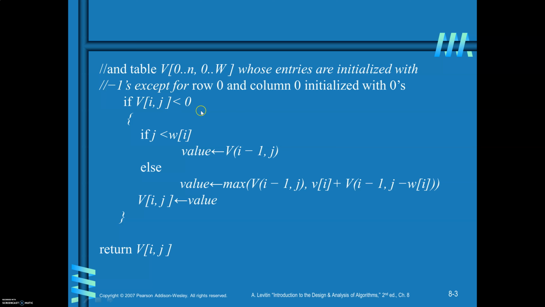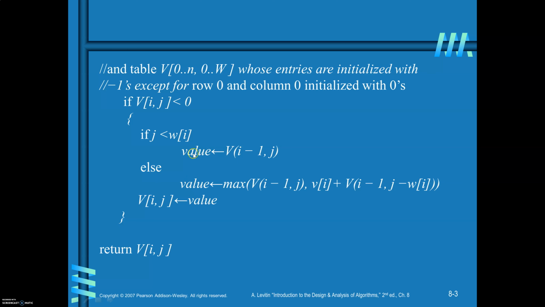If V(i,j) is less than 0 and if j is less than w(i), that means the capacity of the sack is less than the weight of the ith item, in that case the value will be V(i-1, j). That is, whatever value you have earned by considering i-1 items with capacity j, the same value is retained for the ith item.